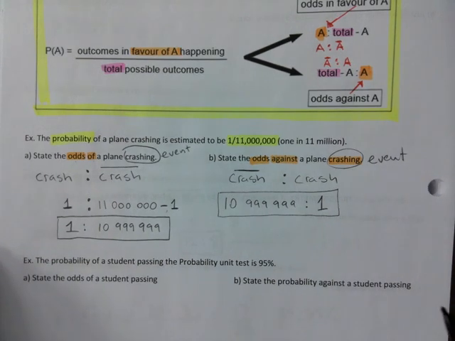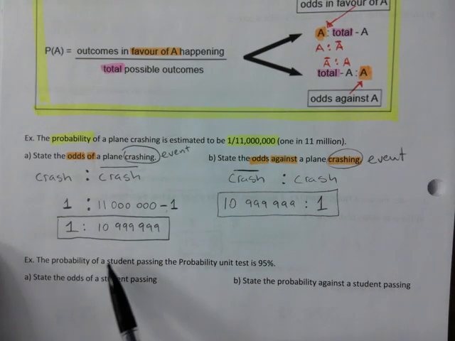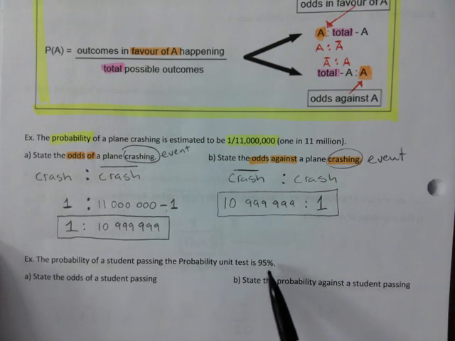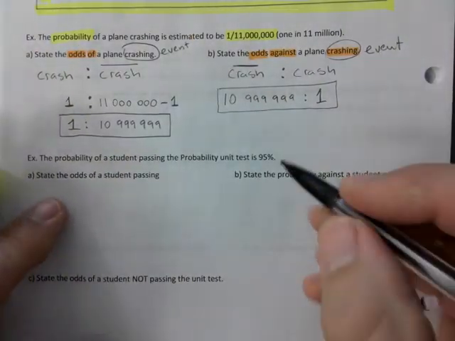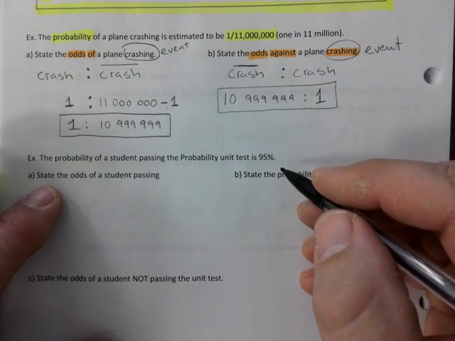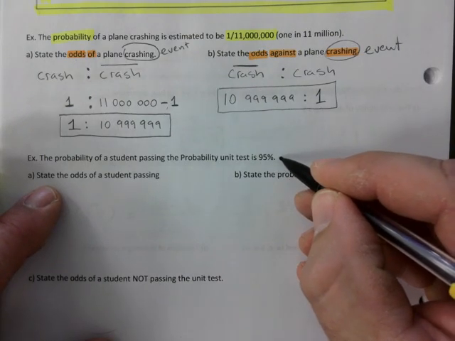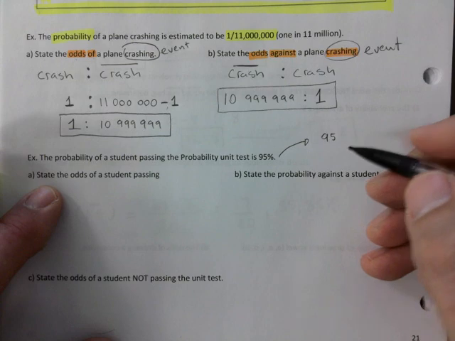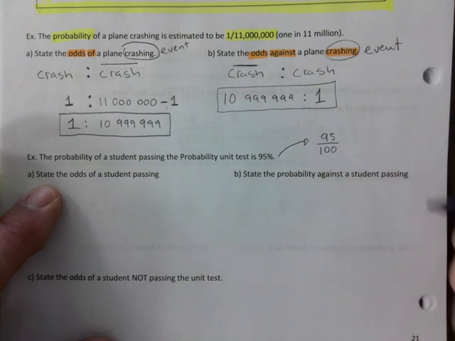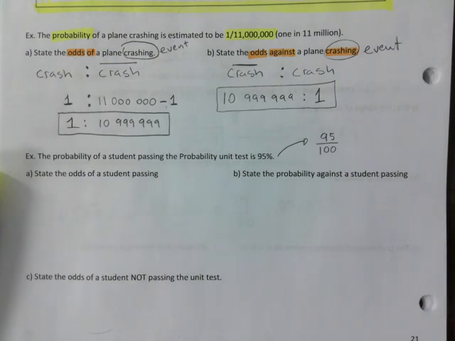Your head is spinning, right? That's okay, we'll keep going. The probability of a student passing the probability unit test is 95%. Hey, that's good, right? That's a pretty good chance, you may say. Can I ask you to write this as a fraction right away? This would be 95 over 100. 19 over 20 reduced. I'm going to keep it like this, but that would work too. All right.